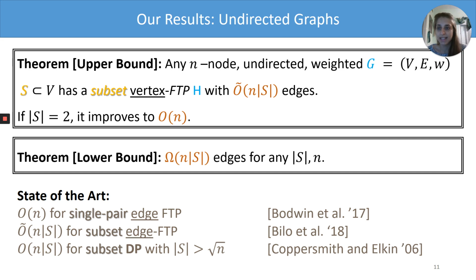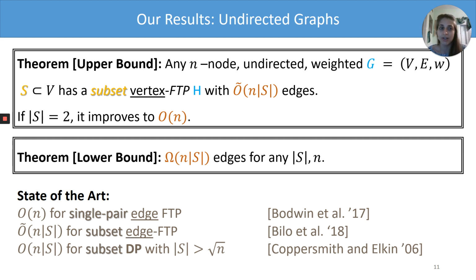set of nodes S, we show that the subset vertex fault tolerant preserver has at most Õ(n√s) edges. And when |S| is equal to 2, meaning that we only have one single pair, this bound improves to be strictly linear. We also add a matching lower bound, which means that for every size s of source nodes and for every n, there is a weighted graph with at least n√s edges for its subset vertex fault tolerant preservers.